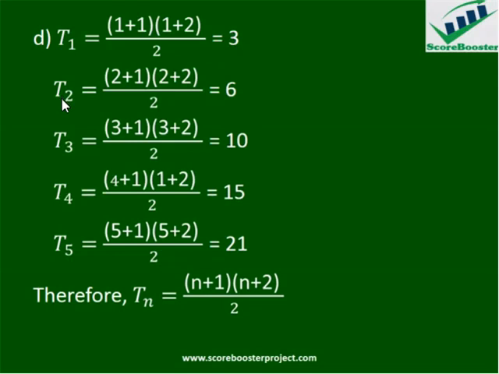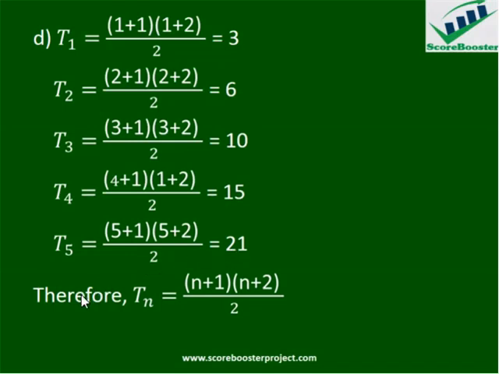The second term, the term 2, you add 1 to it, 3. You add 2 to it, 4. 4 multiplied by 3, 12. 12 divided by 2 is 6. The third term, you add 1 to it, 4. You add 2 to it, 5. 4 multiplied by 5, 20. 20 divided by 2 is 10. So you do the same thing up to the fifth term. You add 1 to the term you are in, that is term number 5. 5 plus 1, 6. 5 plus 2, 7. 6 multiplied by 7, 42. 42 divided by 2, 21.